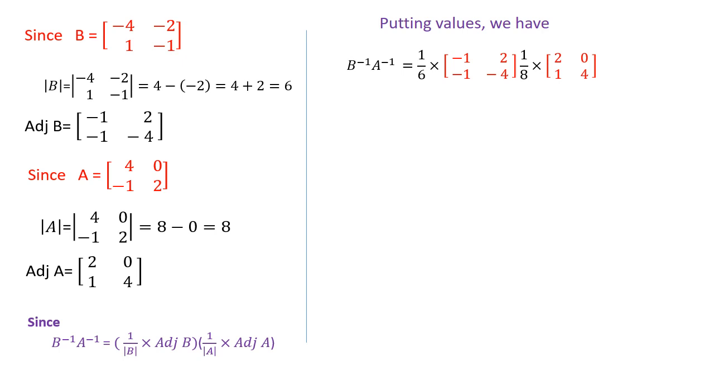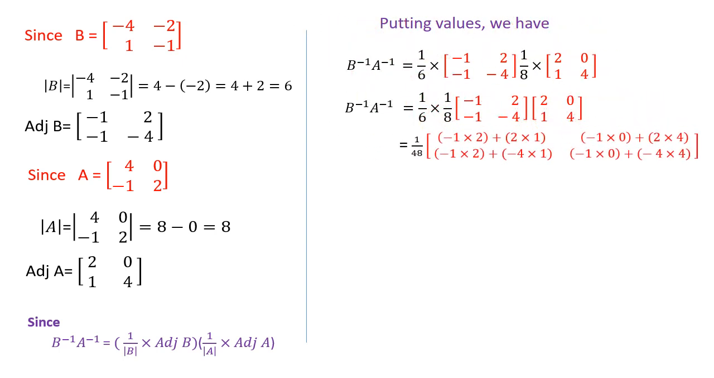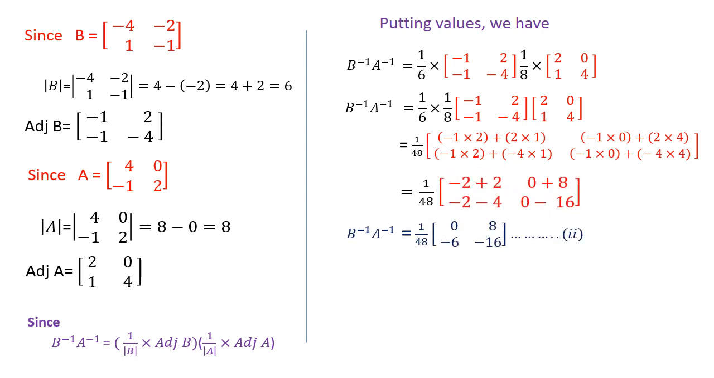Before multiplying matrices, we will multiply 1 by 6 with 1 by 8. So we have B inverse multiply A inverse is equal to 1 by 48. And after multiplying these two matrices, we have B inverse into A inverse is equal to this one, showing in equation number 2. Dear students, from equations 1 and 2, we can see that AB whole inverse is equal to B inverse multiply A inverse.